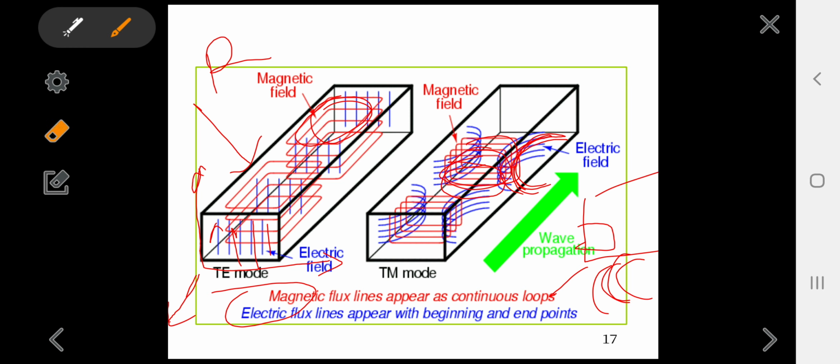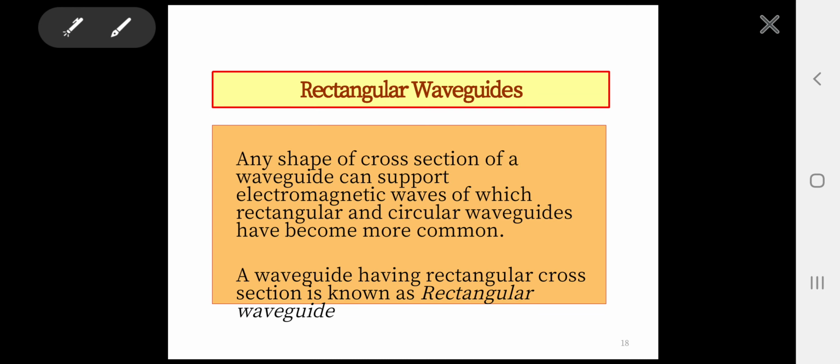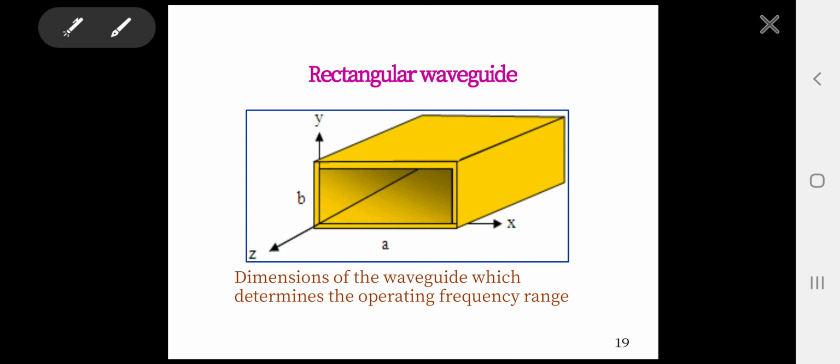We are already aware of this. Now switch to the rectangular waveguide. Any shape of cross section of a waveguide can support electromagnetic waves, of which rectangular and circular waveguides have become more common. A waveguide having a rectangular cross section is known as a rectangular waveguide. So how does a rectangular waveguide look like? Here you can see your rectangular waveguide.